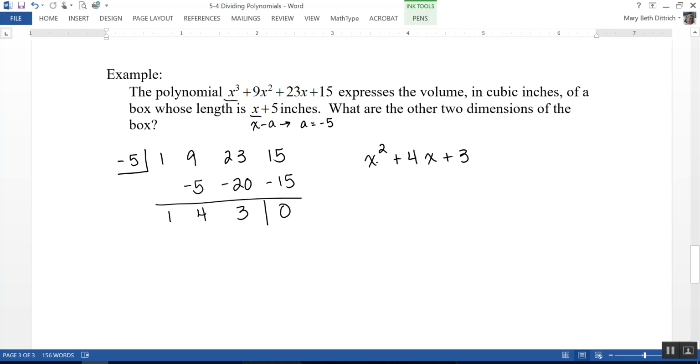Now, that is actually the product of the other two dimensions. So they gave me the length, so this is the width times the height. So I need to factor that, break that down. And actually that's going to factor into an x plus 3 and an x plus 1. So the other two dimensions of this box are the terms x plus 3 and x plus 1.